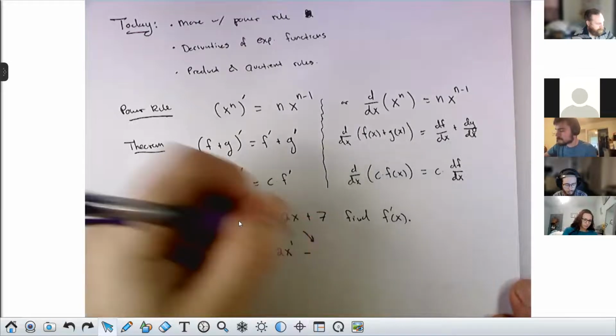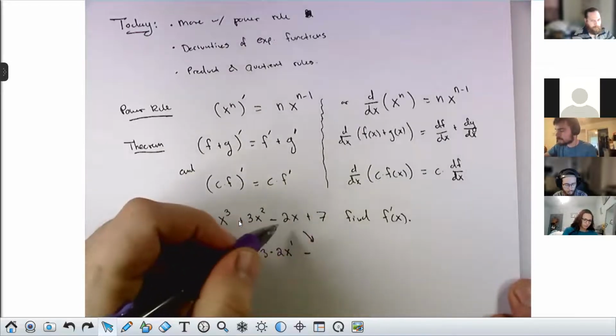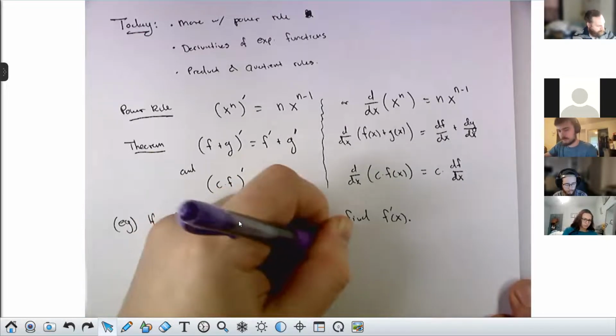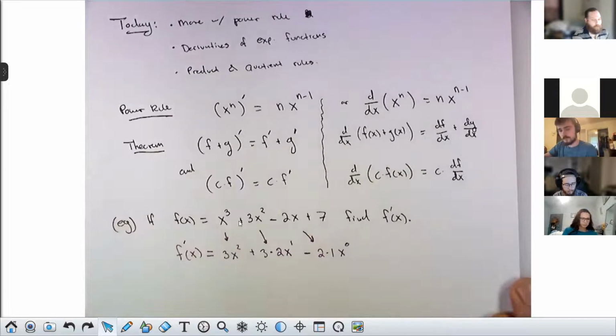And then I have minus, this one you might want to think about just a little bit. That would be 2 times 1x to the 0 when you apply that power rule, right? x is x to the 1. So if you look at this with n equal to 1, you get 1 times x to the 1 minus 1, or 1 times x to the 0. So the derivative of x is 1 times x to the 0, which is just going to be 1.